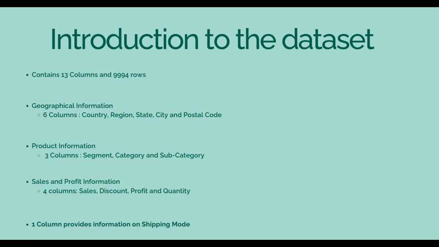Then we have 4 columns that give us sales and profit information: the sales, discount, profit and quantity columns. And finally we have 1 column which gives us the shipping mode, the mode that was used to ship the products. So that is briefly the structure of the dataset, the different columns of the dataset.